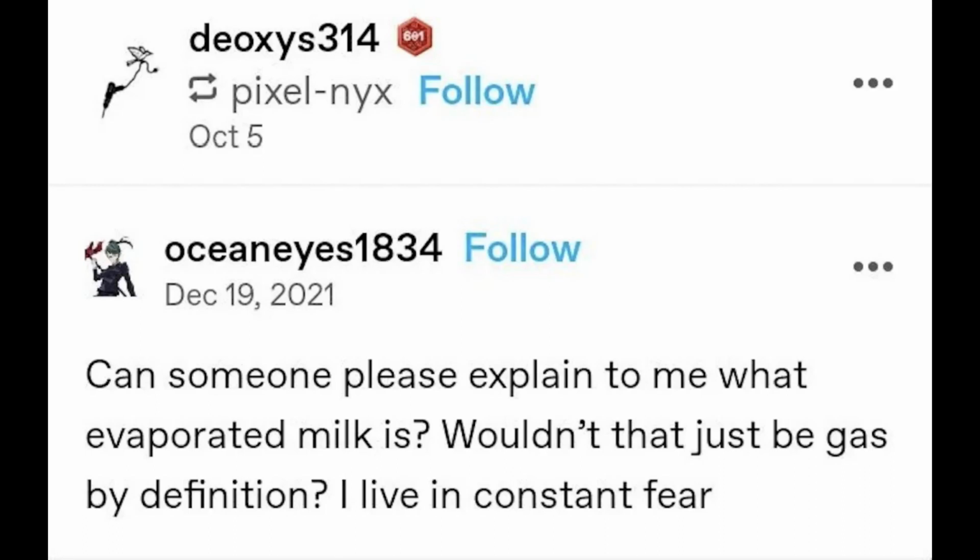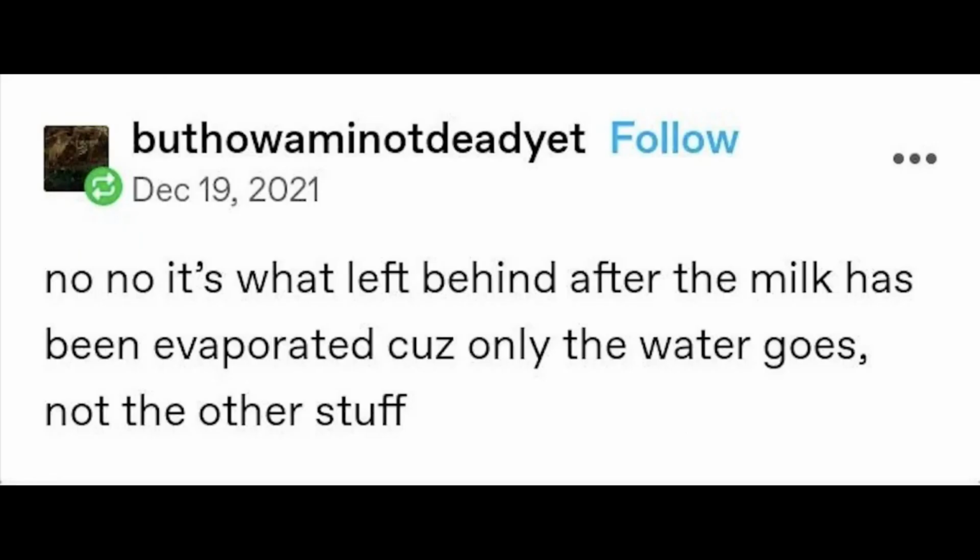Can someone please explain to me what evaporated milk is? Wouldn't that just be gas by definition? I live in constant fear. No, it's what's left behind after the milk has been evaporated, because only the water goes, not the other stuff.